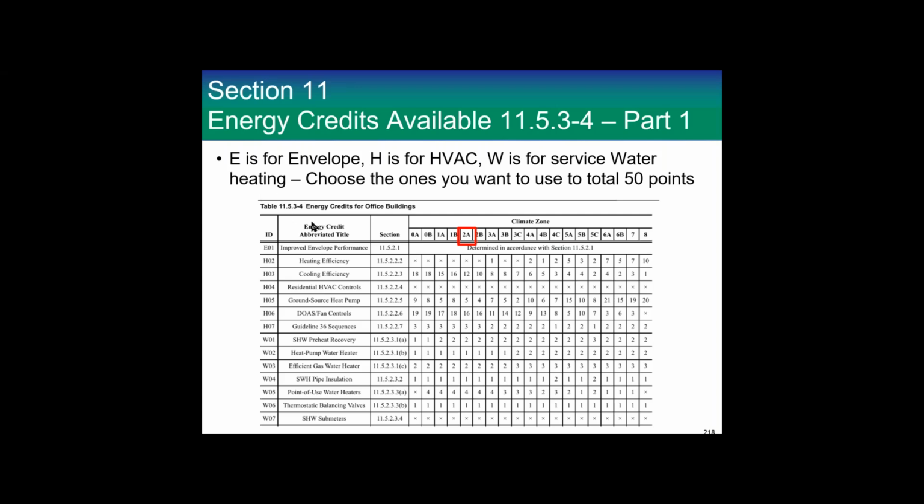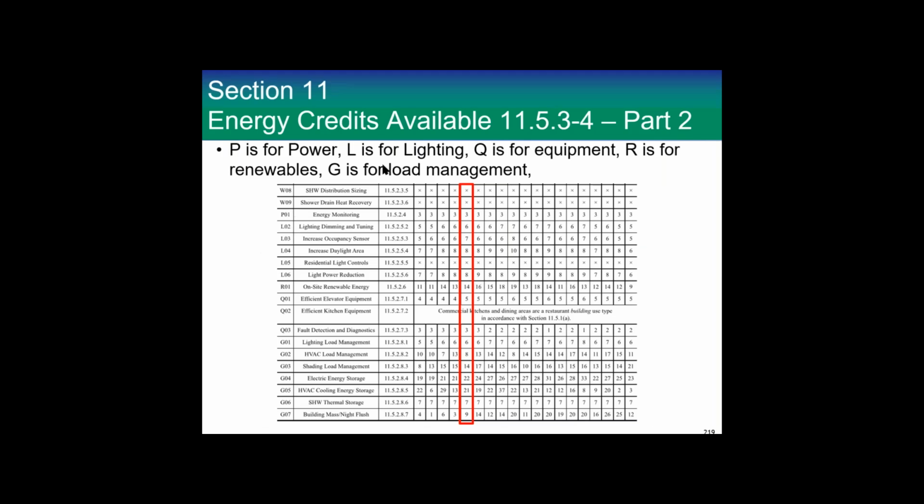The second table is energy credits for office buildings. E is for envelope, so if you want to improve the envelope, you pick an E credit. H is for HVAC. We have 1, 2, 3, 4, 5, 6, 7 choices under HVAC. W is for service water heating. We have 1, 2, 3, 4, 5, 6, 7, 8, 9 water heating choices.